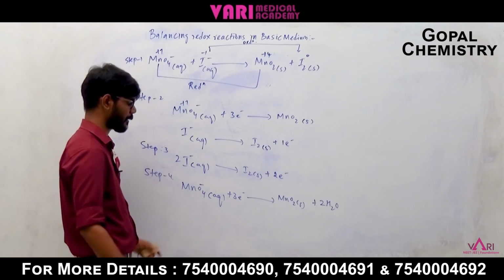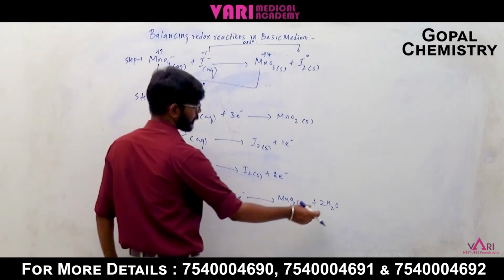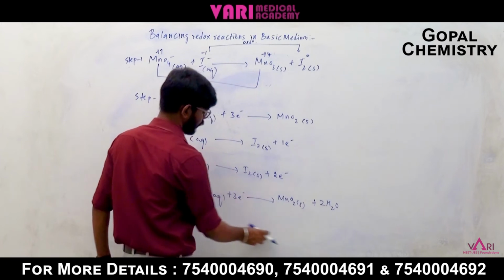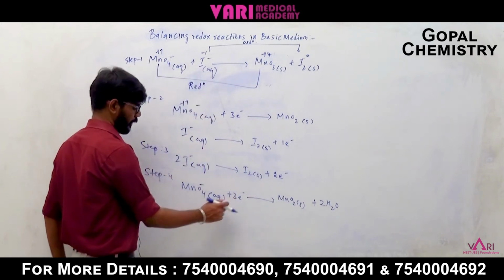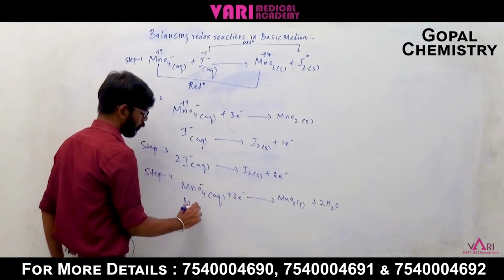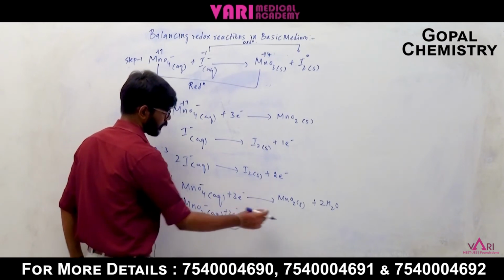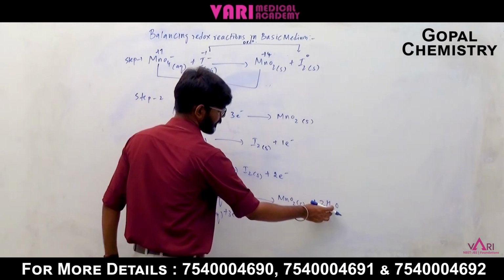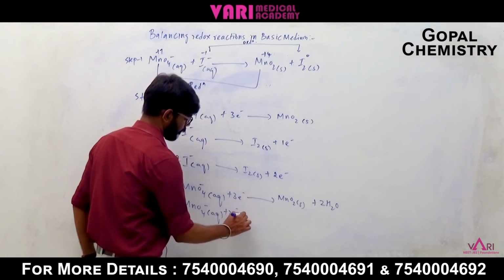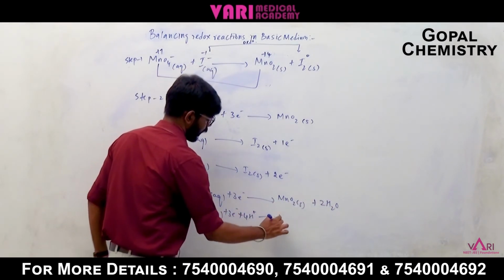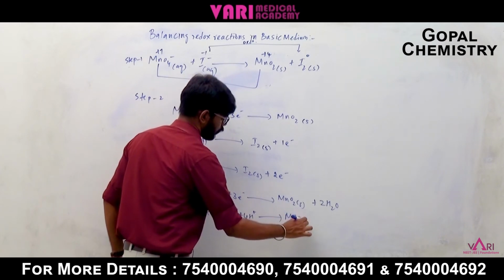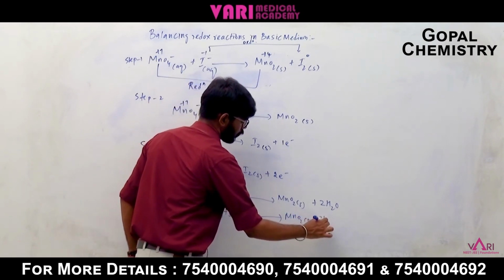Next step is, whenever H plus ions are added, we have to equate the H plus ions. So MnO4 minus aqueous plus 3 electrons, here 4 hydrogens are added, so we have to add 4 H plus ions and give MnO2 solid and 2 H2O.